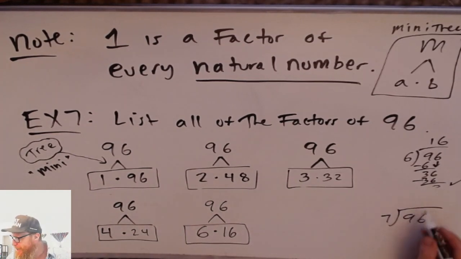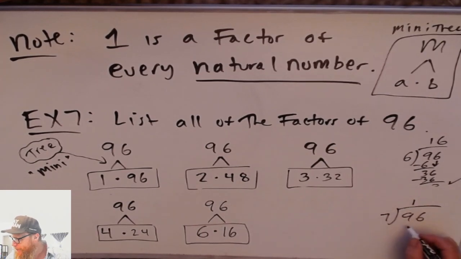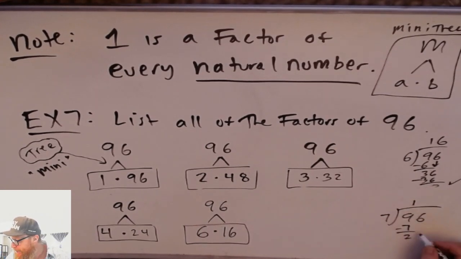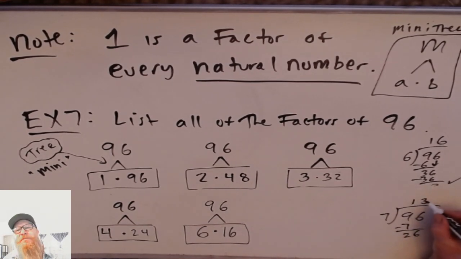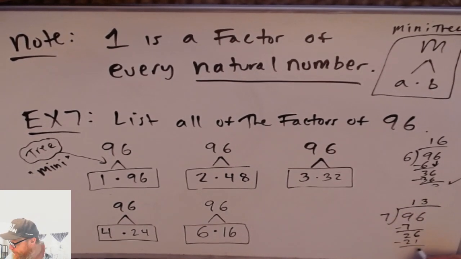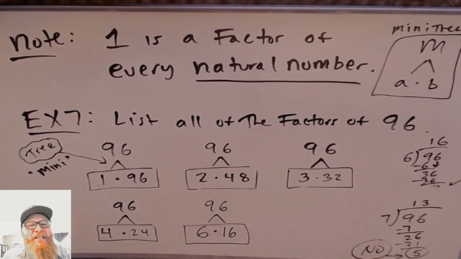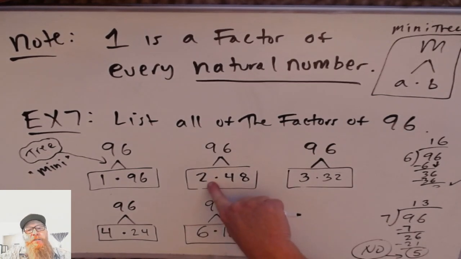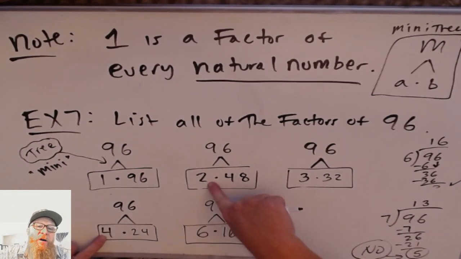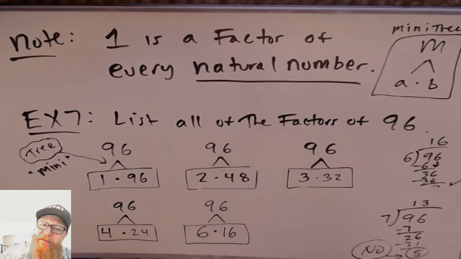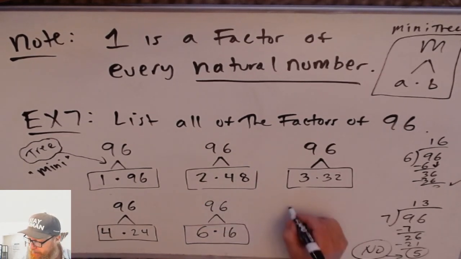So 7 goes into 9 one time. 1 times 7 is 7. Subtract. Bring down the 6. 7 goes into 26 3 times. 3 times 7 is 21. Remainder 5. No. Remember, for something to be divisible, you have to get a 0 remainder. So 7 doesn't work. What about 8? Does 8 work? Well, 2 worked and 4 worked. So if 2 and 4 work, something tells me 8's probably going to work too.